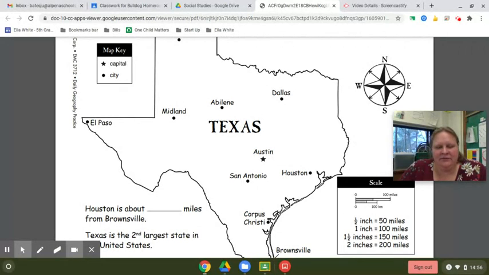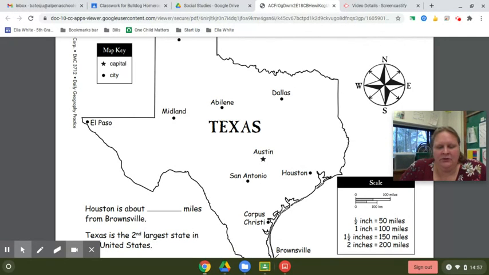Now, this is a map of Texas. We're going to look at the scale down here, and we can see that 0 to 100 is 100 miles. But if we were using a ruler, it would be 1 inch. So for every 1 inch, it's 100 miles.